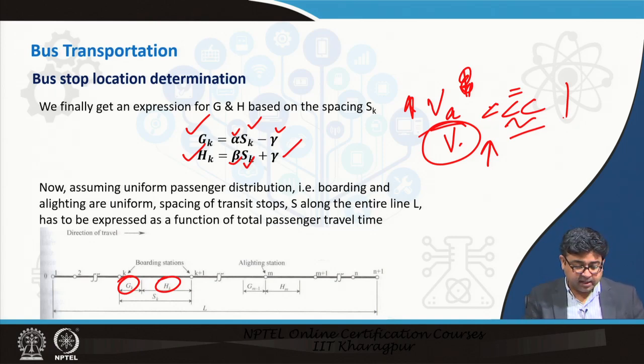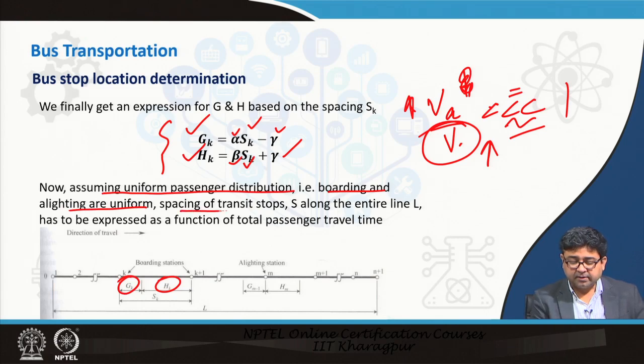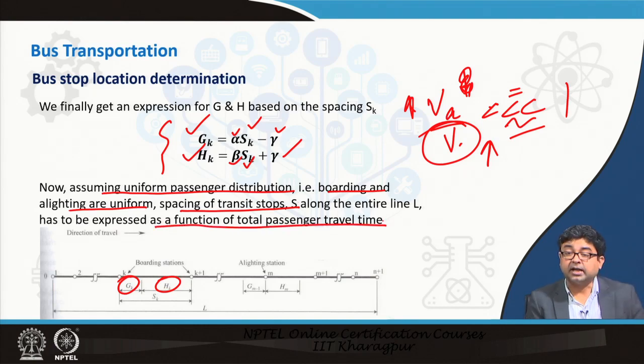Okay. If you understand that, now that we know the spacing between, or we know the passenger shed line, if you assume uniform passenger distribution, that is boarding and alighting are uniform along the spacing of transit stops for the entire line, then you can determine the GK and HK as a function of total passenger travel time, because remember, the objective that we are trying to solve is minimizing the total passenger travel time.